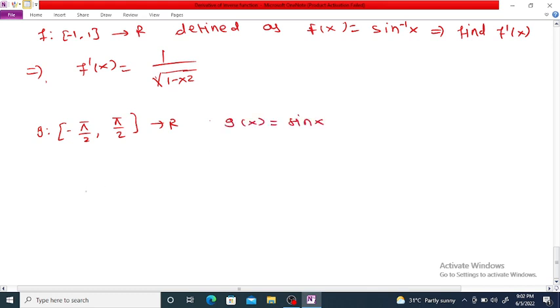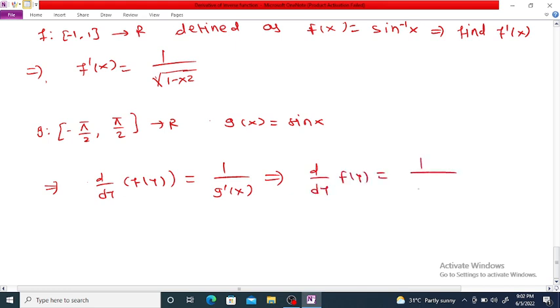Then g and f are the inverses of each other. Then by using the above formula, d by dy of f of y is equal to 1 divided by g dash of x. So what is g dash x here? It is cos of x.